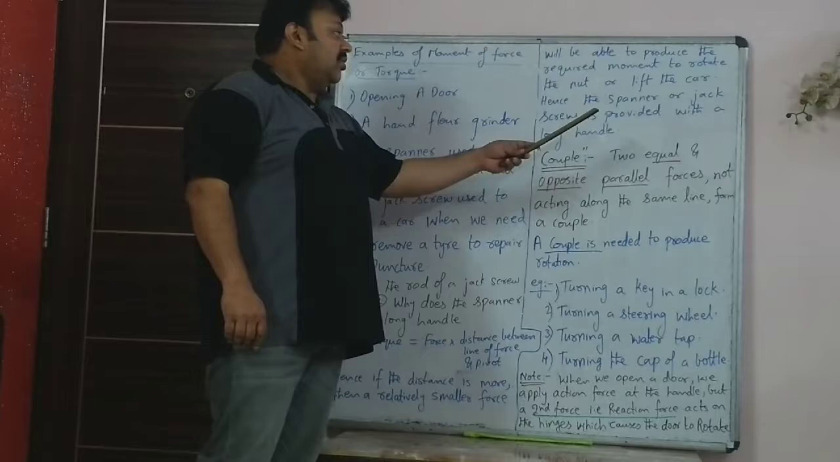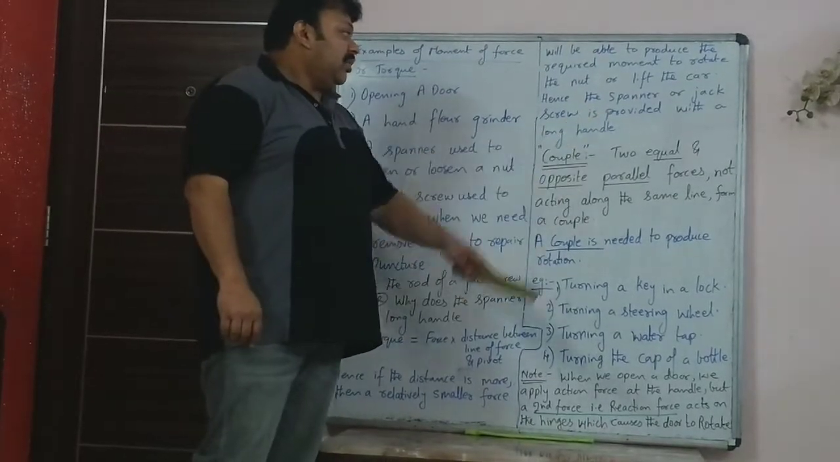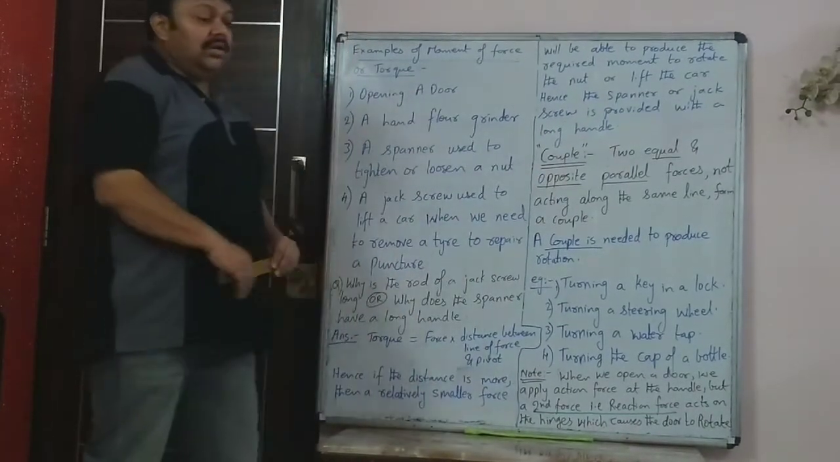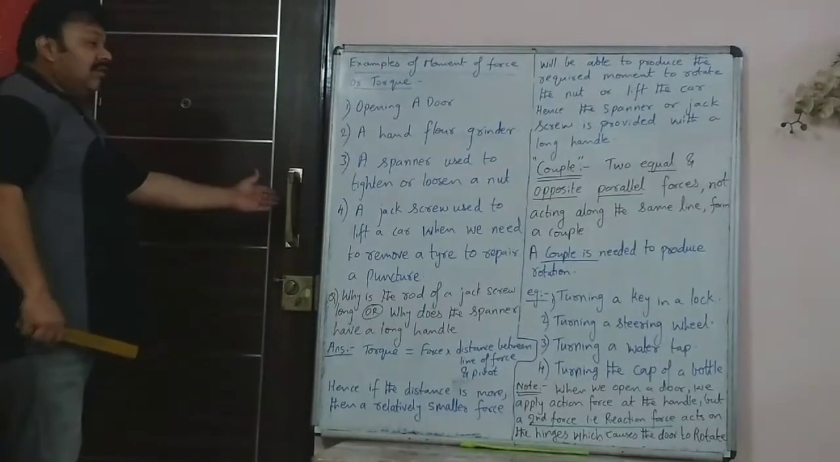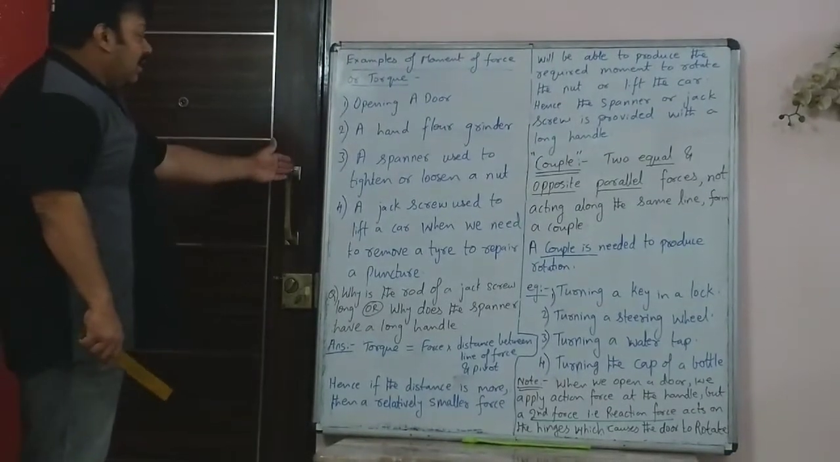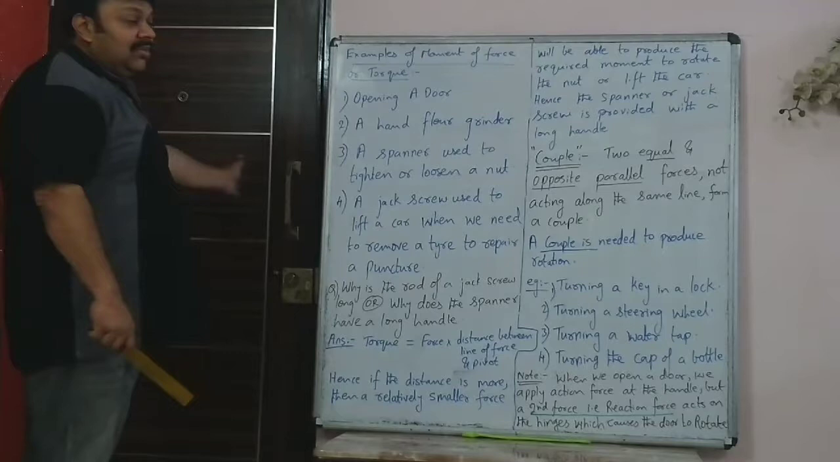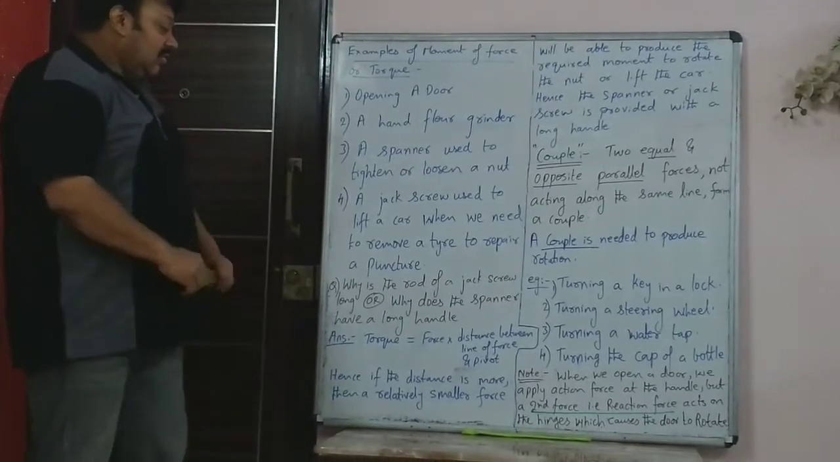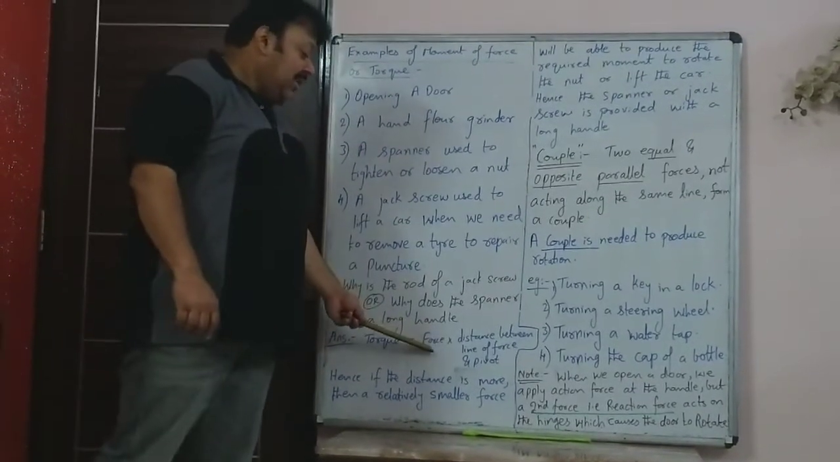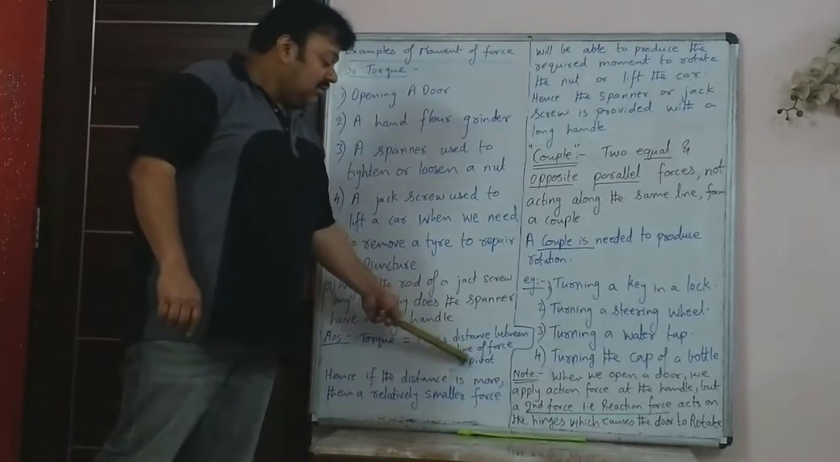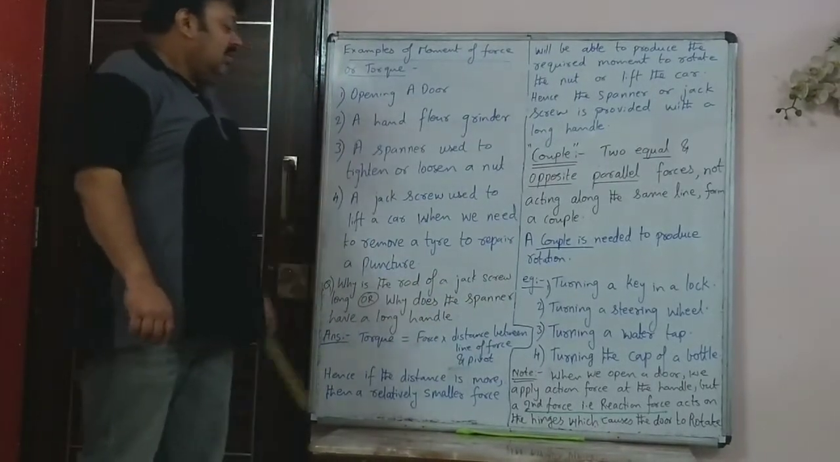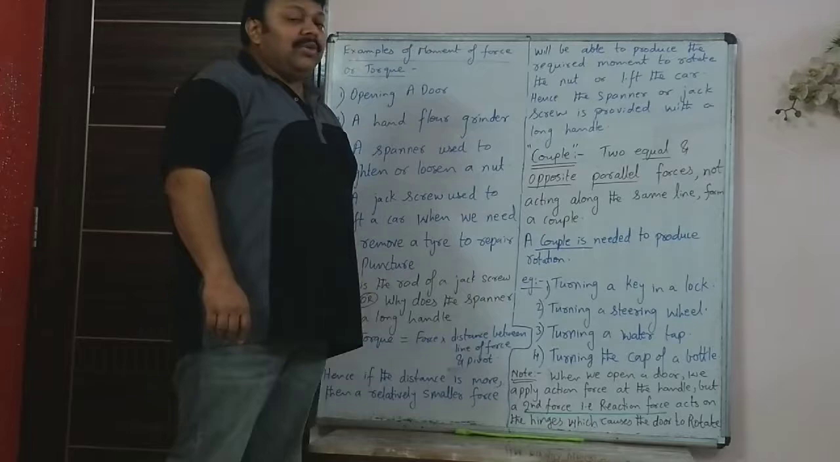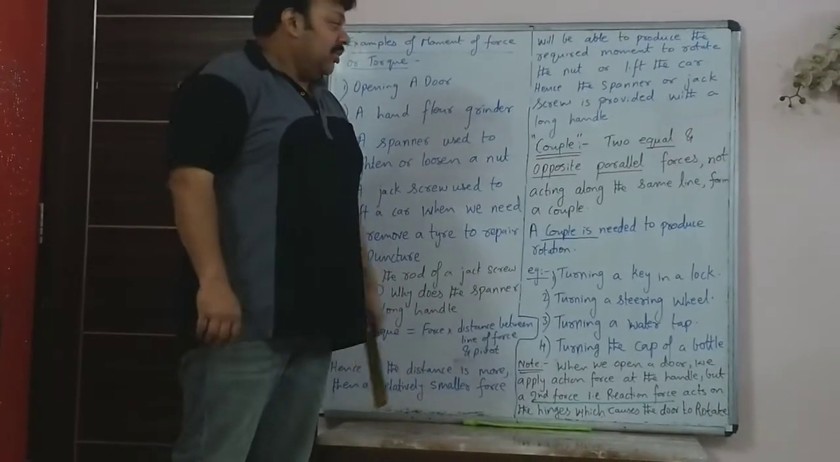Hence the spanner or screw jack is provided with a long handle, or the handle of the door is placed at the far end of the door at maximum distance from the hinges, so that the torque is produced by applying less force since the distance is more. One common answer to all of them: couple. Now what is a couple?